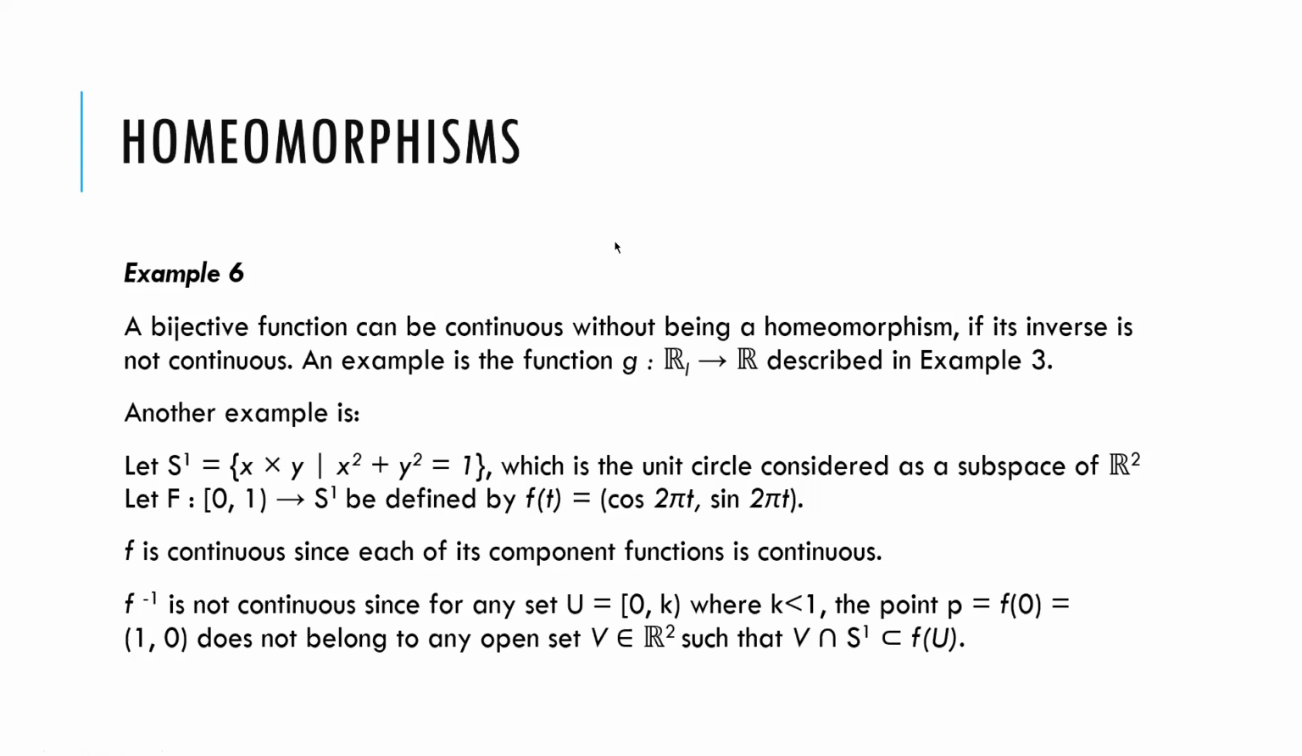So yeah, a bijective function can be continuous without being a homeomorphism if its inverse is not continuous, which is similar to the function g, which we considered in example 3, where we mapped R_l into R. Another example would be if we consider S1, which equals the collection of (x, y) such that x squared plus y squared equals 1, which would be the unit circle considered as a subspace of R squared.